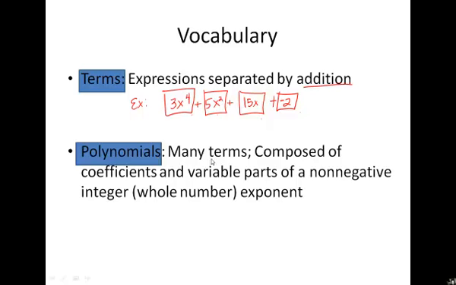Polynomials include many terms composed of coefficients and variable parts of a non-negative integer, or in other words, a whole number exponent. So this would be an example of a polynomial because each one of these is a non-negative whole number. Looking at this one, we could put an x here and then put it to the 0. Note that's still a non-negative whole number. So each one of our terms fulfills that non-negative integer exponent.